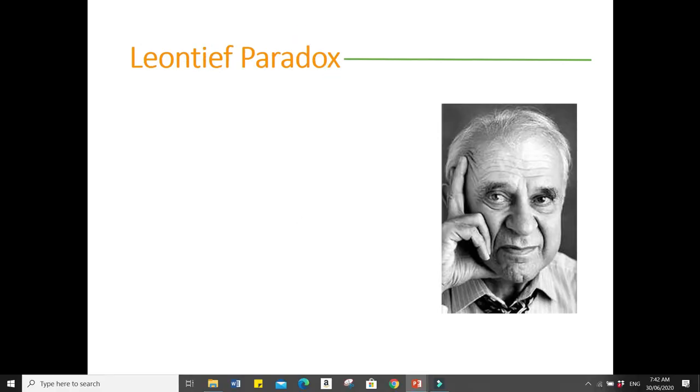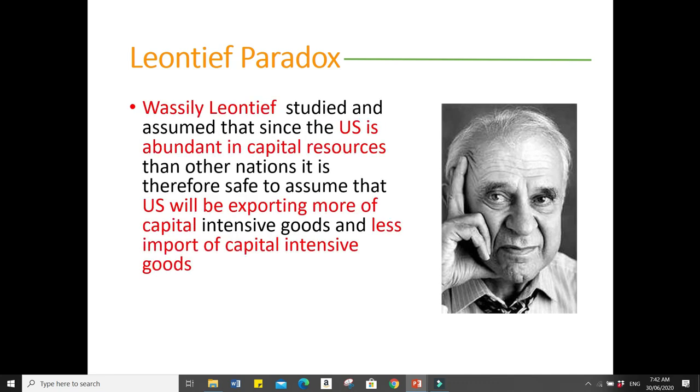Next, let's take a look at the Leontief paradox. Heckscher and Ohlin's theory is widely accepted by economists in terms of international trade. That is, countries export products where they have an abundance of factor endowments. But in reality, the Leontief paradox exists in international trade. Wassily Leontief studied and assumed that since the US is abundant in capital resources compared to other nations, it is safe to assume that the US will be exporting more capital-intensive goods and importing fewer capital-intensive goods.